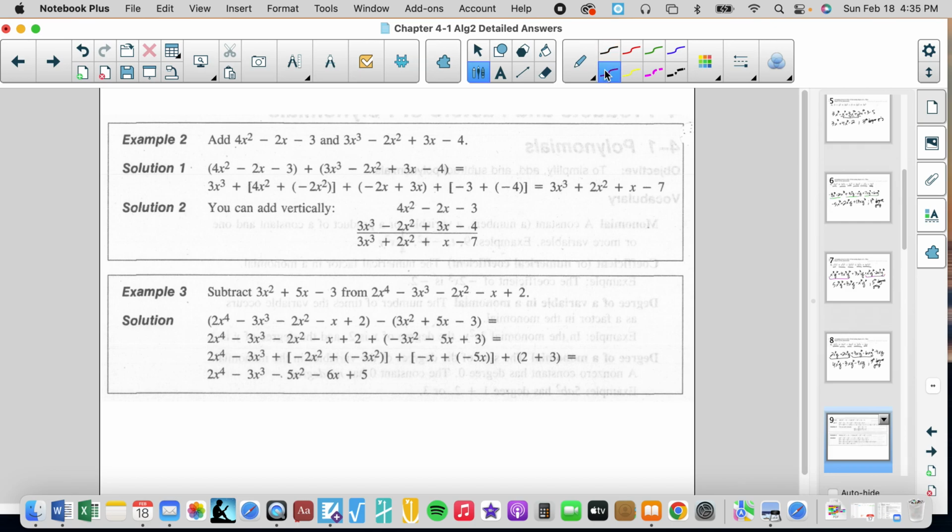All right. In example 2, we are adding polynomials. We're adding trinomials. So we're going to add this trinomial to this polynomial. That's 4 terms. So we see that it's in the parentheses. That's the notation that we're adding. So it says to add. And so that is the notation.